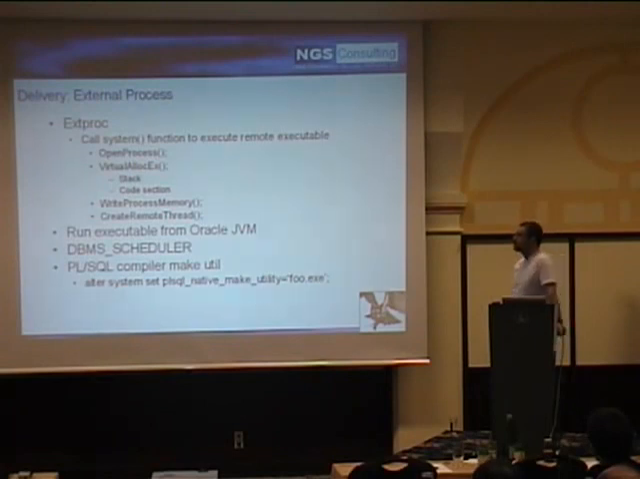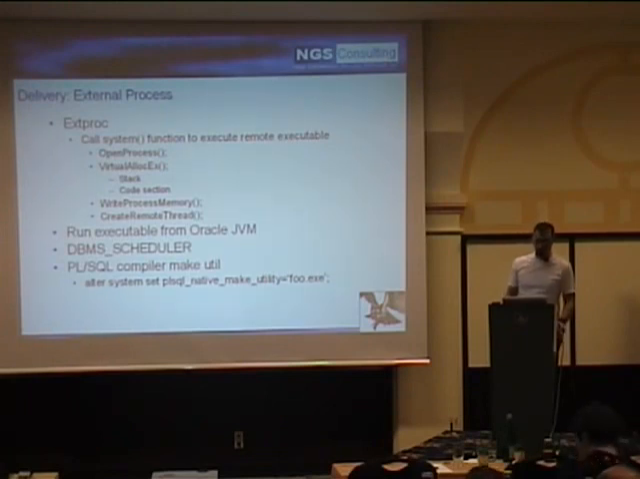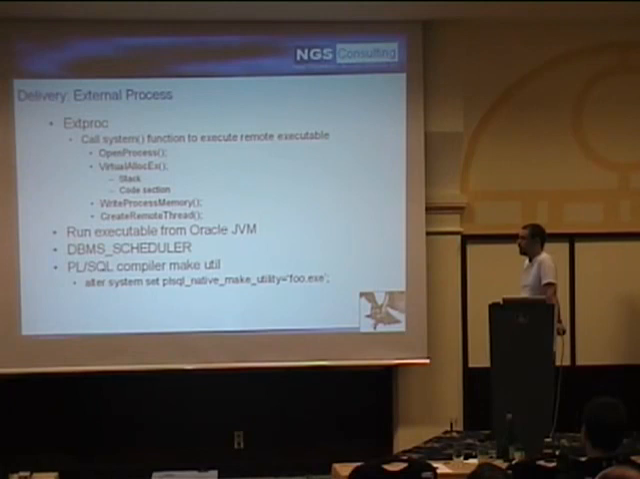So if we look at external processes as a delivery mechanism, we could use external procedures, for example. Call the system function to load an executable over the network. That executable would call OpenProcess on the Oracle process, then VirtualAllocEx, this is obviously on Windows, by the way, if you're wondering. Call VirtualAllocEx to allocate memory in the Oracle process. We need space for the stack and the code itself. We then write into the Oracle process using WriteProcessMemory, and then CreateRemoteThread. But basically what we do is point the thread to the beginning of the code section. And then off it goes, and you can do whatever you want to do.